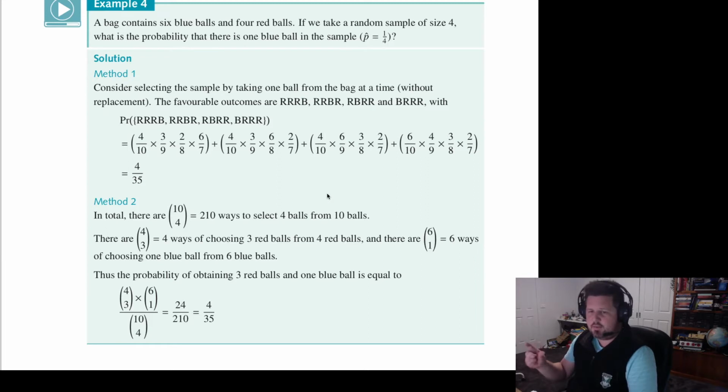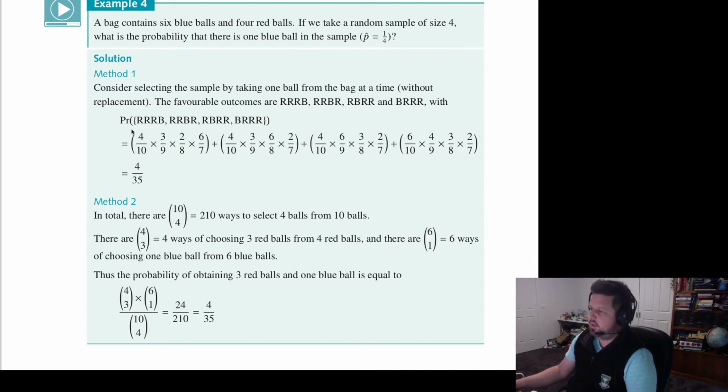There's a few different ways you could go about it, and the first one here, it says you could consider selecting the sample by taking one ball from the bag each time without replacement. And so the favourable outcomes in this particular case, so that you get just one blue ball in the sample, could be red, red, red, blue, and so on. These are the possible outcomes.